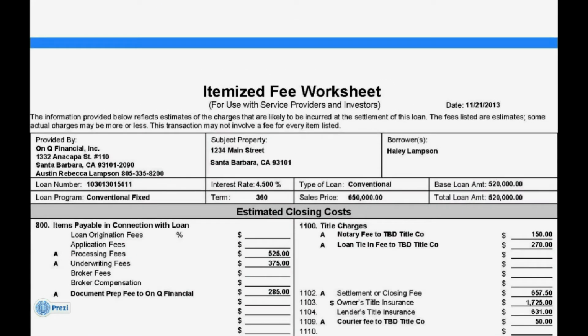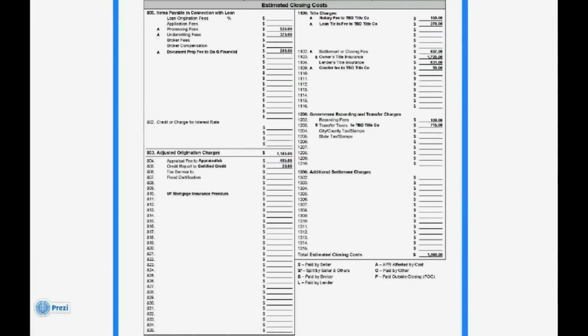The top of this worksheet outlines both your and the lender's information. It lists the property in question, your proposed loan number, and the general terms of the loan. The next section goes over estimated closing costs, otherwise known as the fees associated with your loan. These are both fees from your lender as well as the closing company, so let's break it down further.